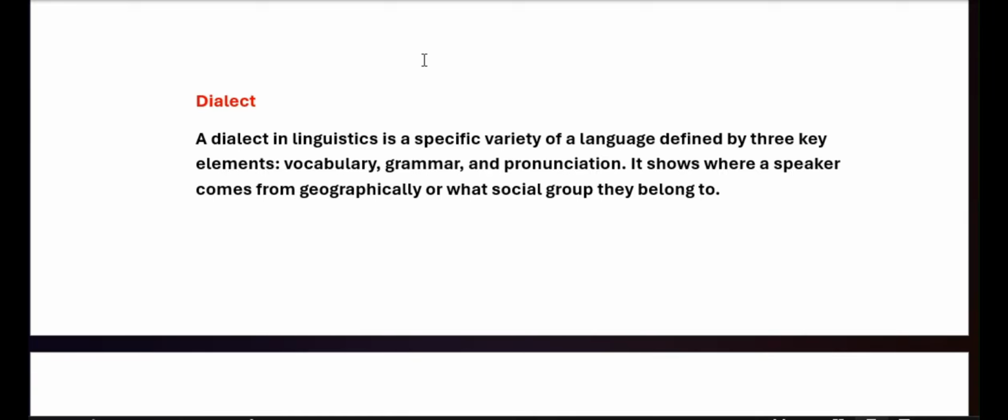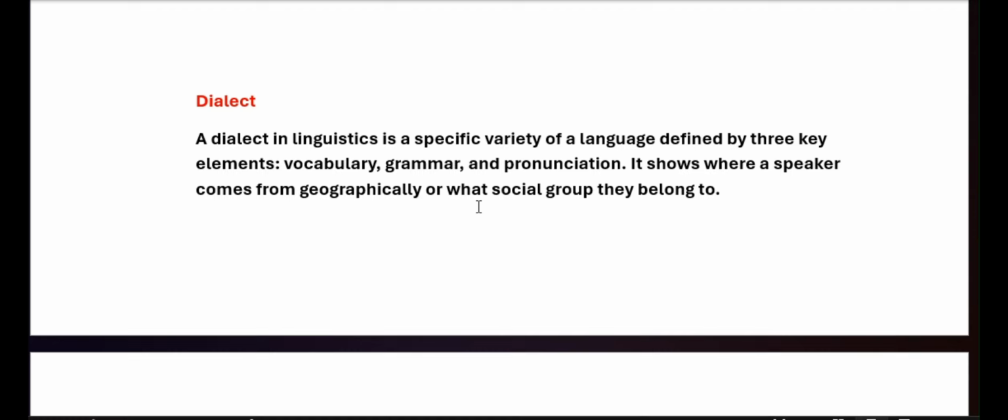The topic that we are going to discuss today is dialect and accent. Let's first see what is dialect. Dialect is basically the specific variety of a language. It is defined by three key elements: vocab, grammar, and pronunciation. It shows where a speaker comes from geographically or what social group they belong to.